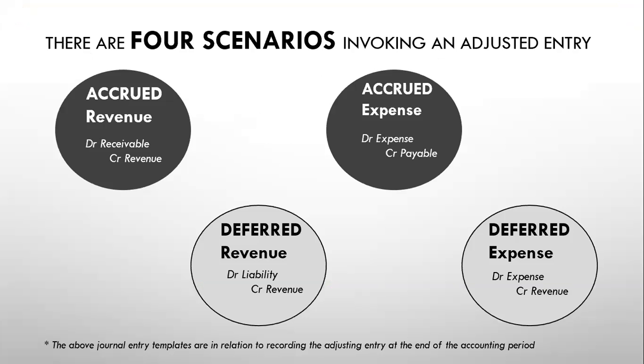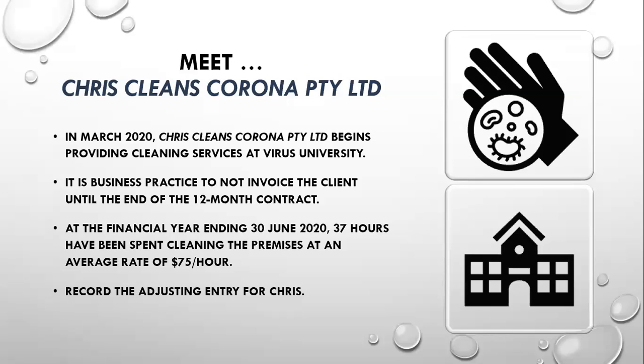Generally, there are four scenarios which would invoke the need for an adjusting entry. We have deferred revenue, where cash is received before revenue, deferred expense, where cash is paid before expense, accrued revenue, where cash is received after revenue, and accrued expense, where cash is paid after expense. And you can see the general journal entries that would associate to each of these at the end of the accounting period. Let's take an example.